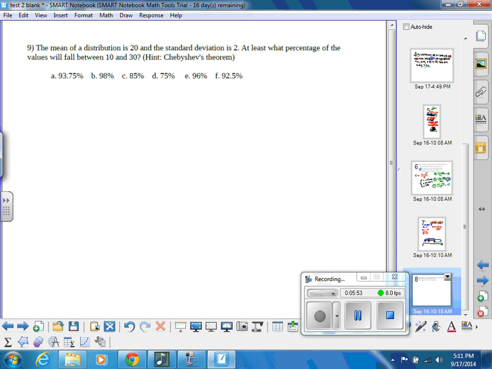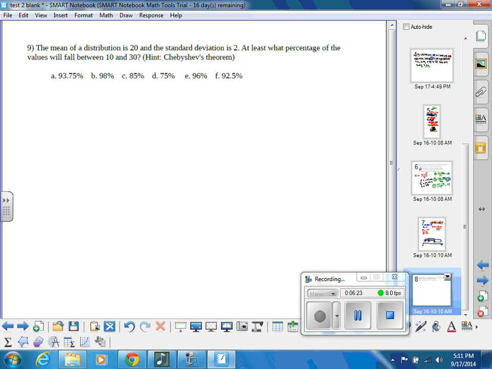Chebyshev here. Some people are saying, how do I know when to use it? Well, normally the teacher will tell you to use it. But if not, notice it says they give you a mean, they give you a standard deviation, and they want to know what percentage of the values will fall between. Chebyshev's theorem also asks things like what would be the range of 75% of the distribution, or 88.89%. So when you see those kinds of numbers, you know they're talking about Chebyshev. Make sure you know how to do this, okay?